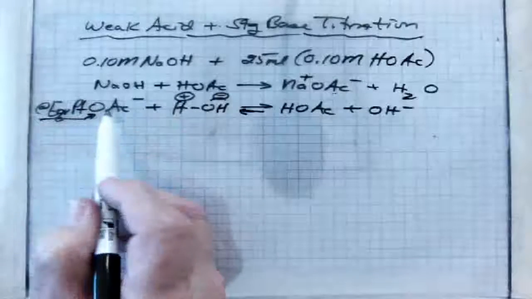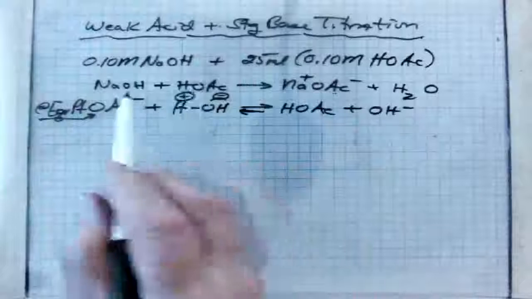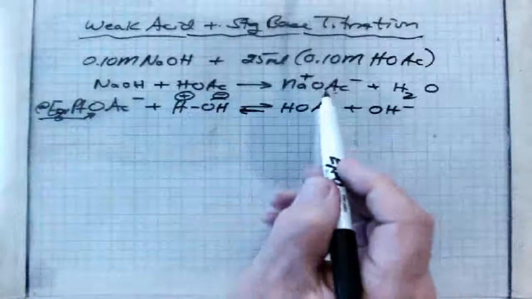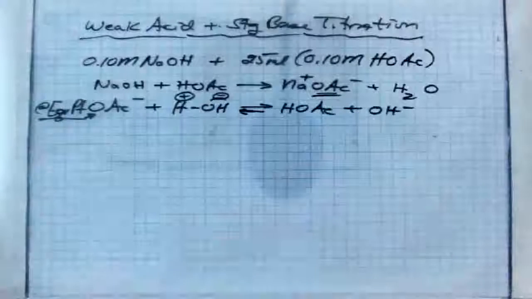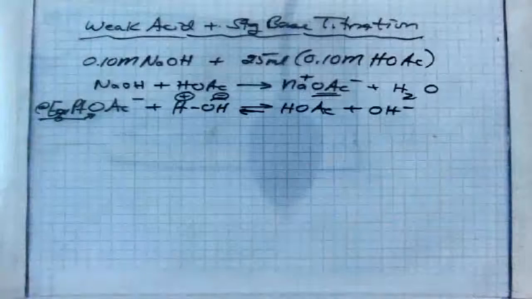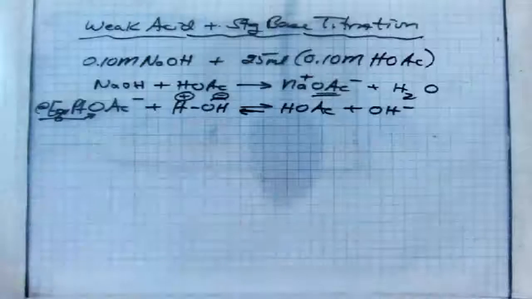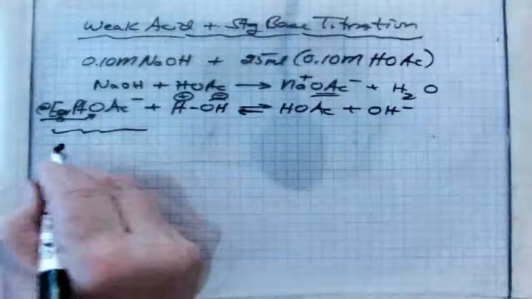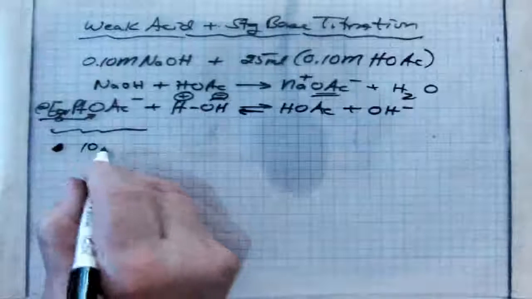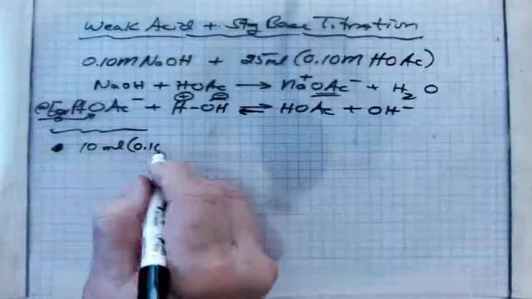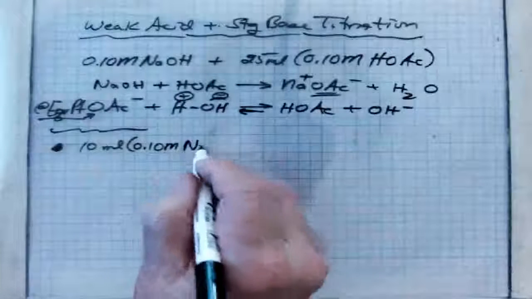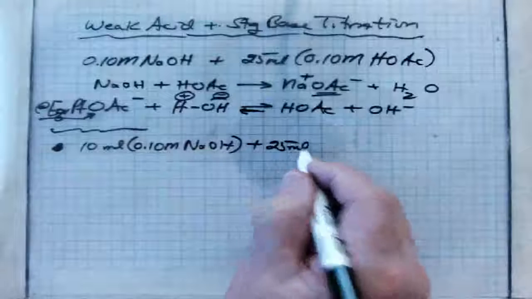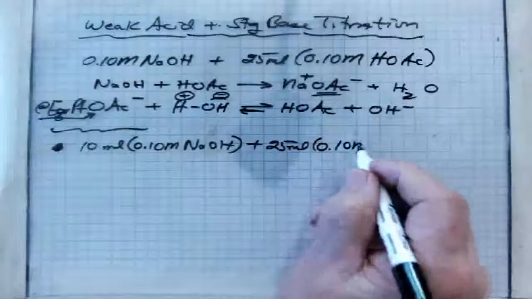But until we get to the equivalence point, the HOAc hasn't been completely neutralized, and we have a common ion in the OAc- as we go through each of the titrations. So watch for that as I go through, and I'll repeat them. Our first calculation is 10 milliliters of 0.10 molar sodium hydroxide plus 25 milliliters of 0.10 molar acetic acid.